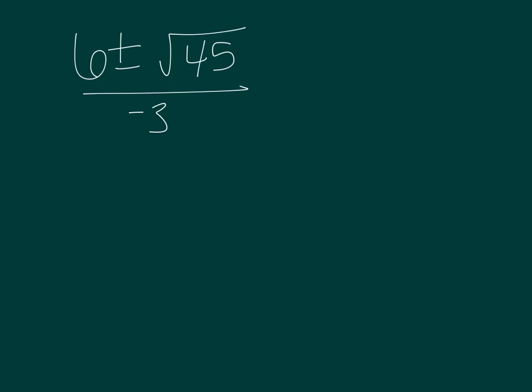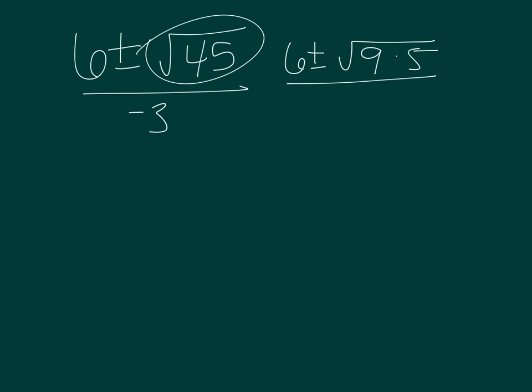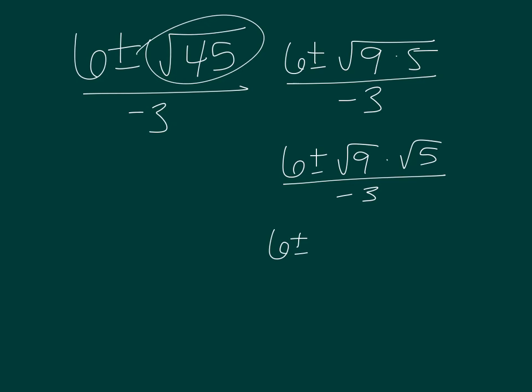One more. All right, here we go. Square root of 45, we need to simplify that first. So I would have 9 as a factor of 45. So I'd have 6 plus or minus the square root of 9 times... What just happened? I'm not sure. Anyway, we'll just keep going and hope this is working. So 6 plus or minus the square root of 9 times 5 over negative 3. And then we would have 6 plus or minus the square root of 9 times the square root of 5 over negative 3. And 6 plus or minus 3 square roots of 5 over negative 3.